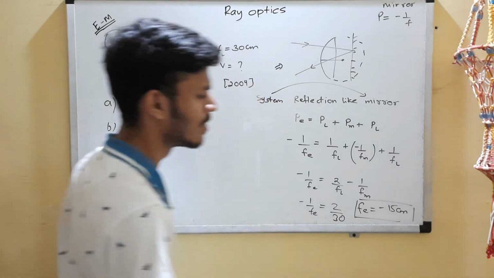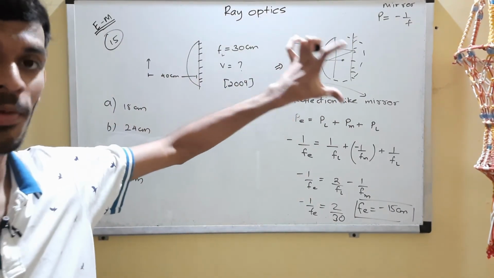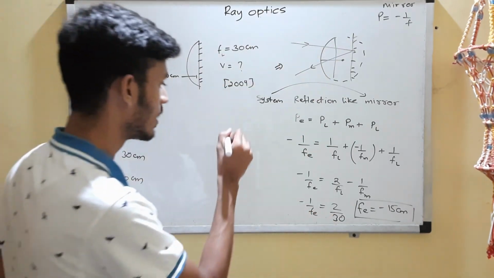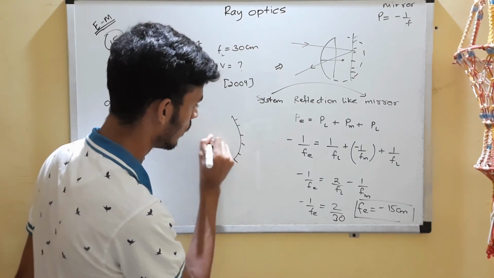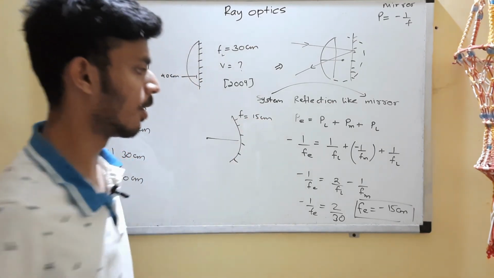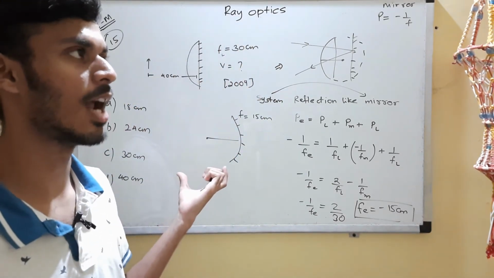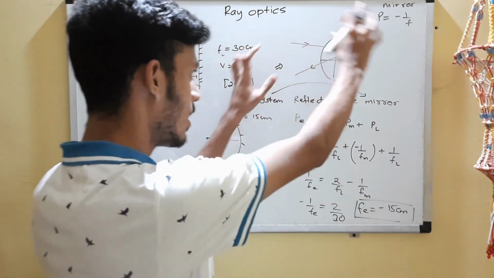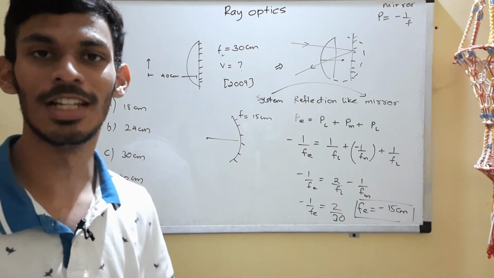Now what does this mean? This means that this entire equivalent system will act as a concave mirror with focal length 15 centimeters. How do I know it's a concave mirror? From the negative sign. A concave mirror has negative focal length. So this entire equivalent system will act as a concave mirror with focal length minus 15 centimeter.